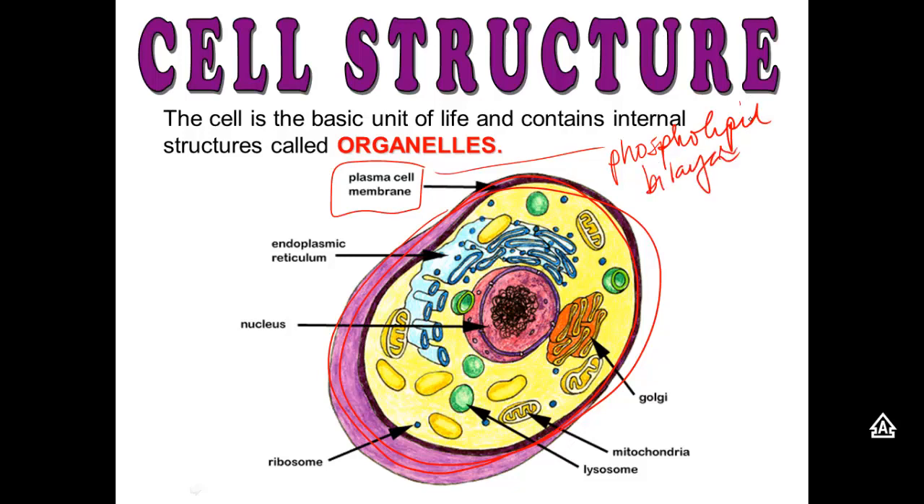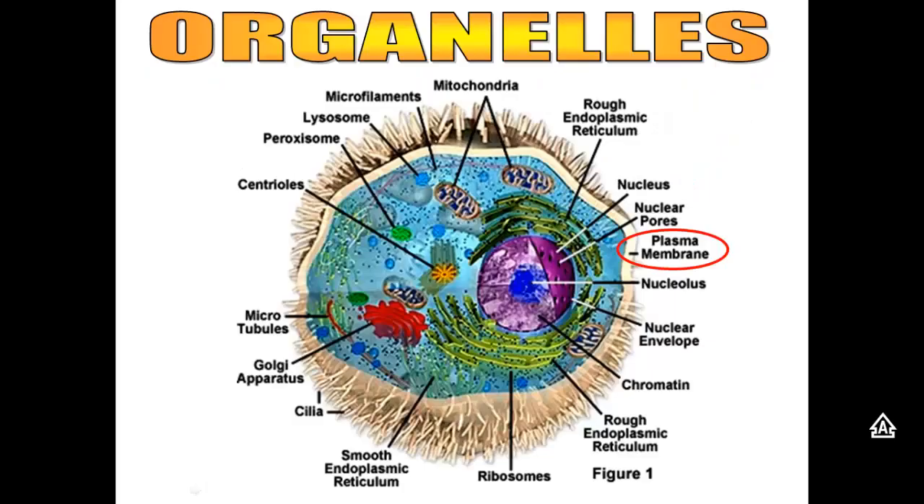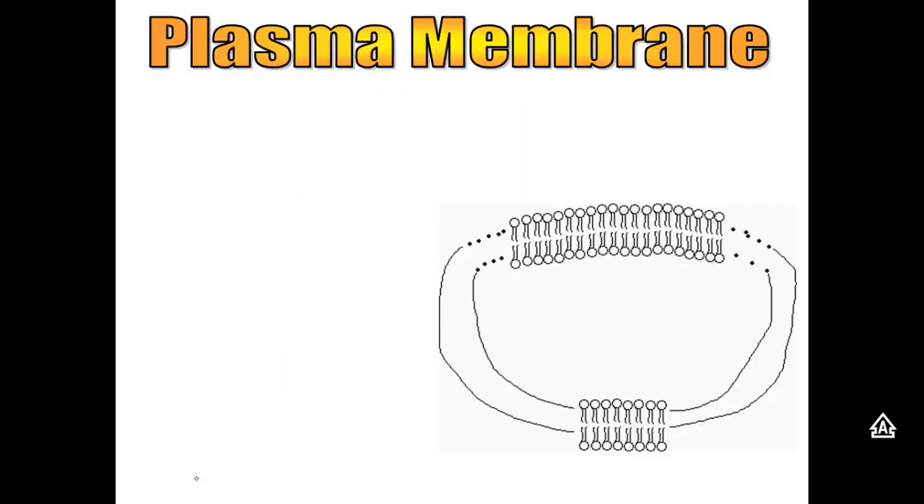Some people also call the plasma cell membrane just the plasma membrane or the cell membrane. Plasma membrane is probably the best for our purposes. So let's talk about the cell. Here it is in our overall picture. It is the membrane that encompasses the entire cell, and it's double layered.